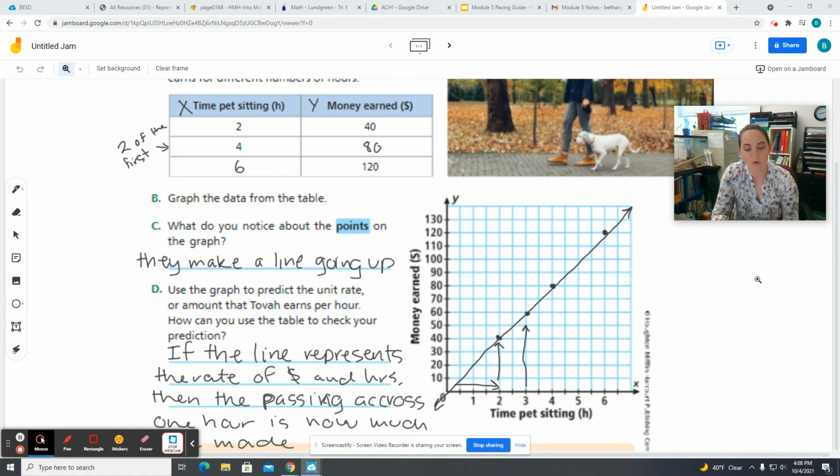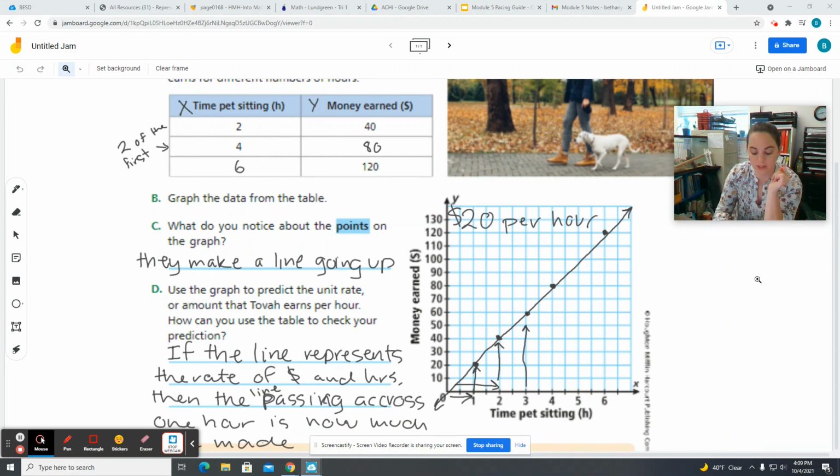Her hourly rate would be, and I'm going to write it on the graph here because it's kind of low down there. If the line represents the rate of money and hours, then the line passing across 1 hour, I'm sorry, that's supposed to say line, the line passing across 1 hour is how much she made. So if we go over 1 and then up to where the line meets, it's right here, that's at $20. So she makes $20 per hour.